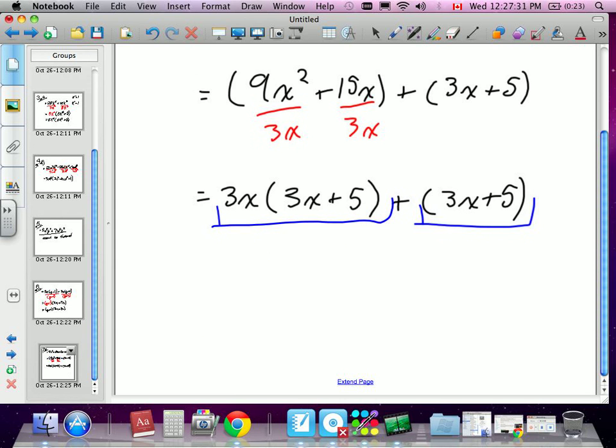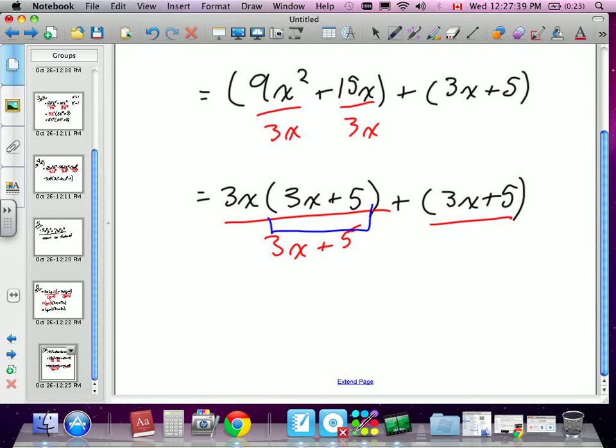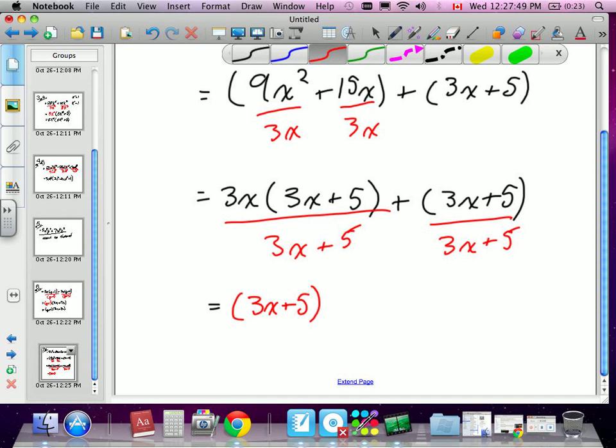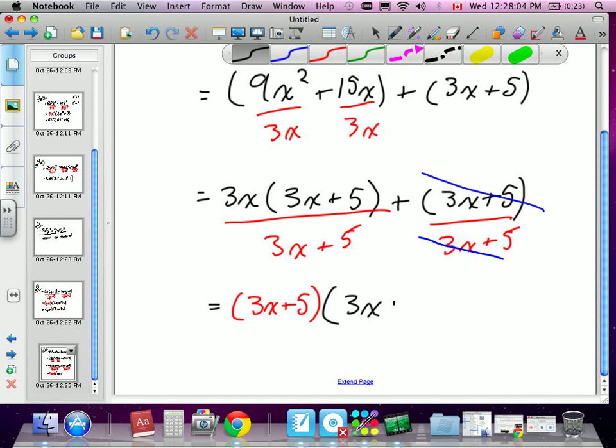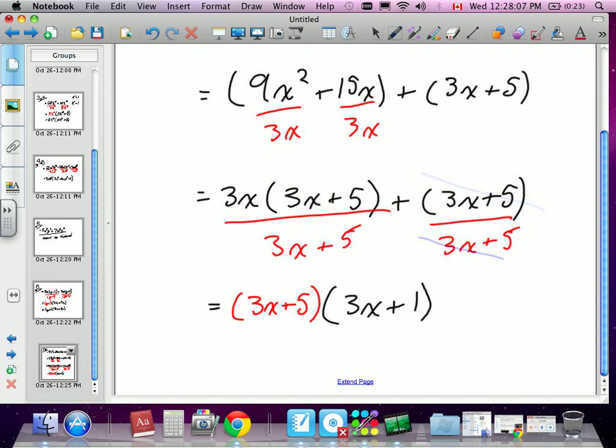I can take the brackets out. So I'm going to divide both of these by the brackets. So on the outside, we get 3x plus 5. All right? And what is left on the inside of our bracket? So 3x plus 5 cancel out. We get 3x. And then in the other one, 3x plus 5 cancel out. What number is left when they cancel out? 1. So we get plus 1. Final answer.